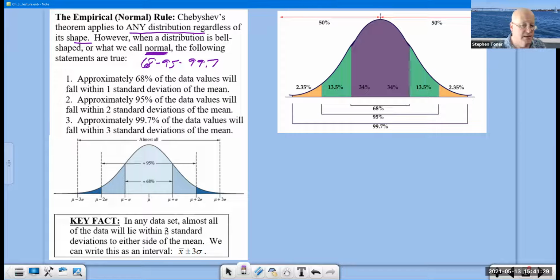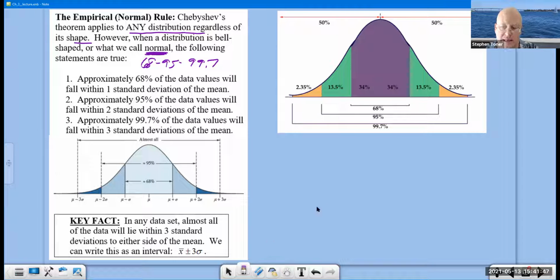Okay, so we say that in any data set, almost all the data will lie within 3 standard deviations to either side of the mean. And we say X bar plus 3 standard deviations or X bar minus 3 standard deviations. The mean plus or minus 3 standard deviations.